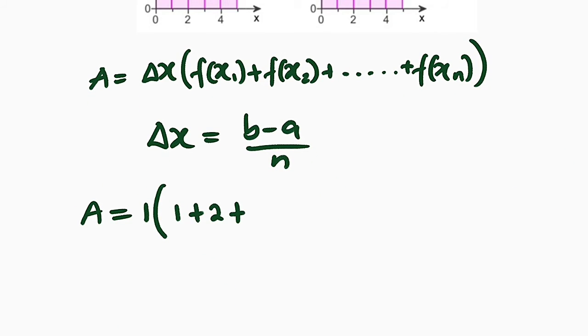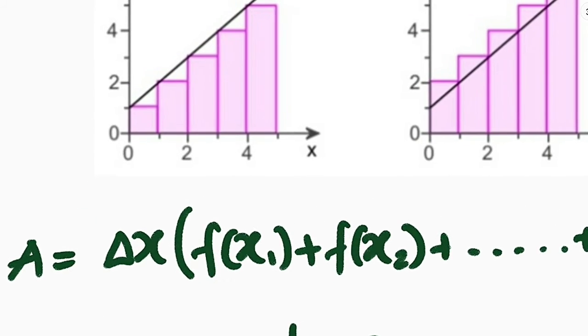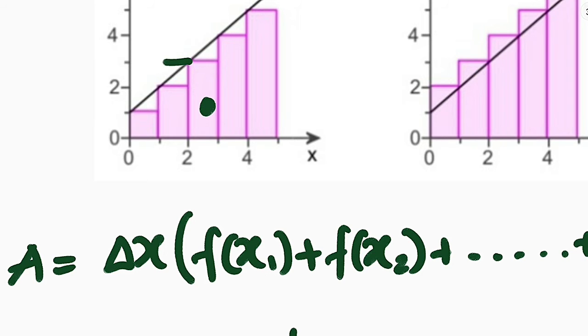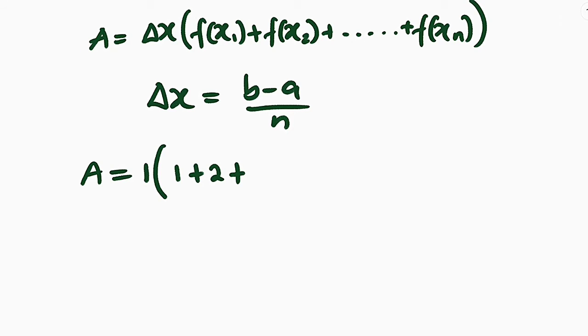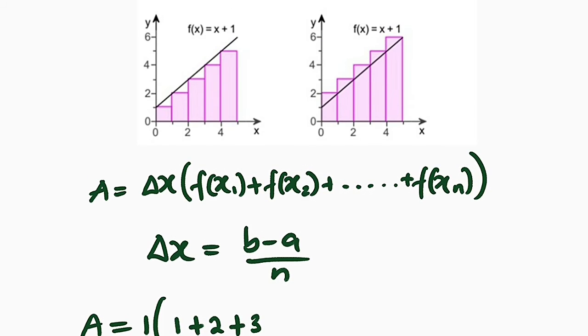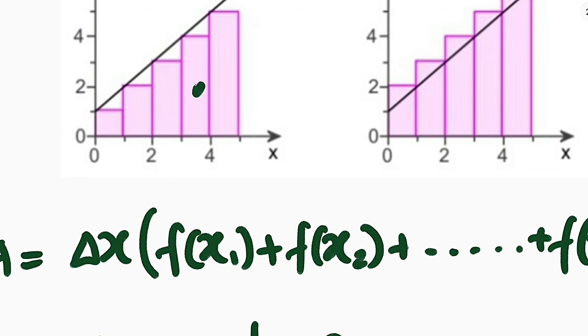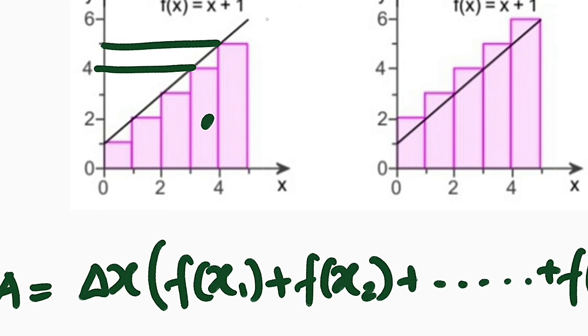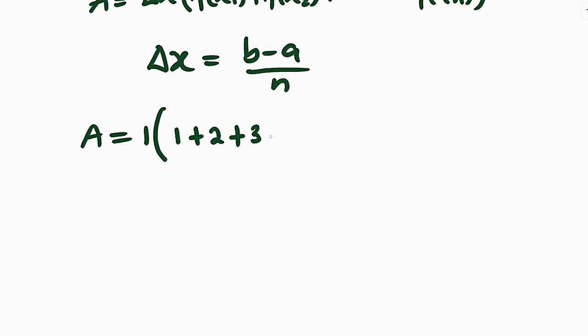This is 2 plus the third rectangle is this. Its height is 3. You can see that right here. So we have 3. Then the fourth one, you can see it is 4. And even the last one, you can see it is 5. So we have 4 plus 5. Once you compute this, it will give us the approximated area.